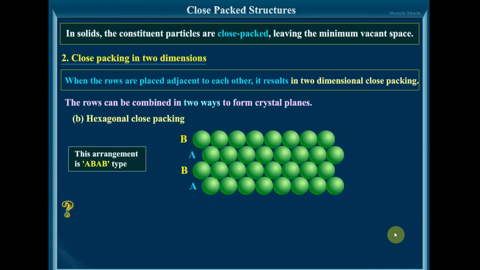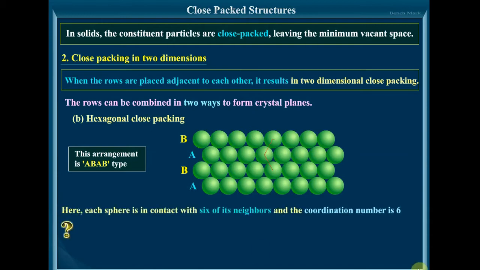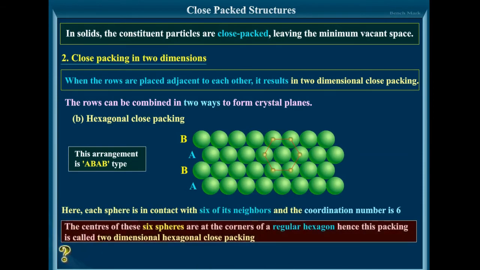Here, each sphere is in contact with 6 of its neighbors. You can see here, each one is in contact with 6 of its neighbors, and the coordination number is 6 here.